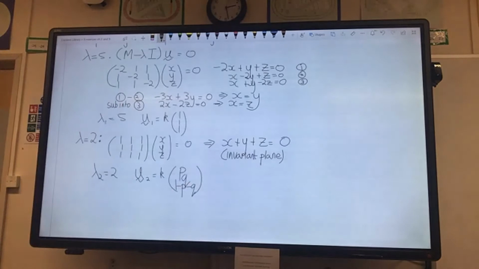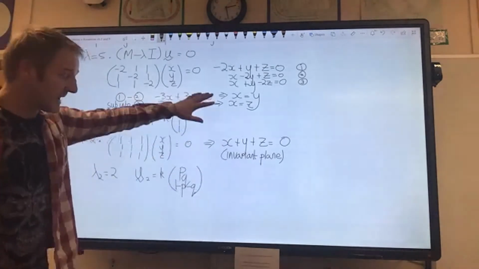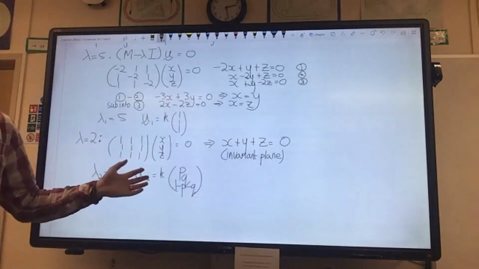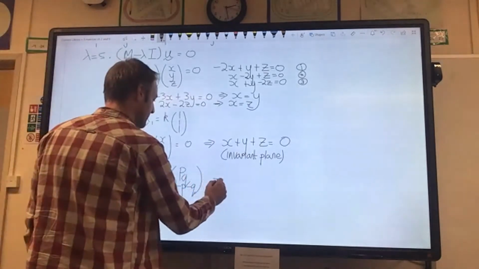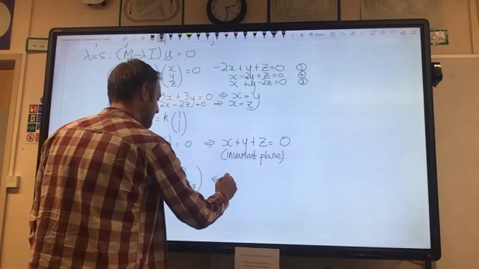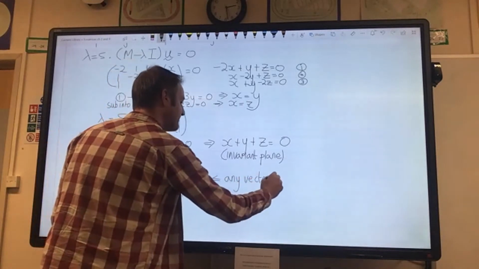So I think the bit that Kate got right at the start is that you've got an invariant plane. That's crucial to understand. It's a little more unfamiliar how we can write a vector that lies in a plane as a single vector. So this is any vector of this form.